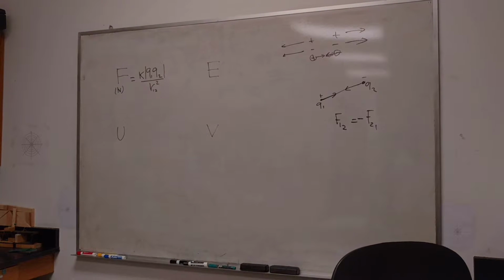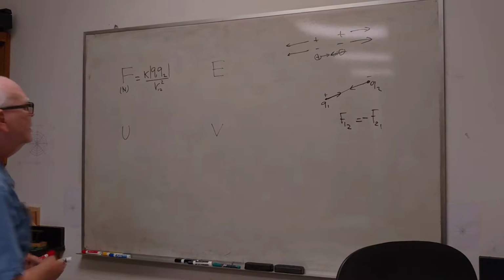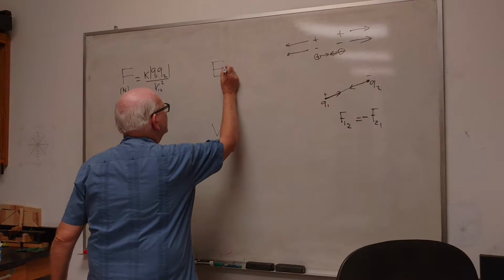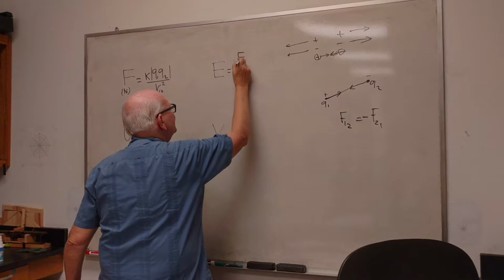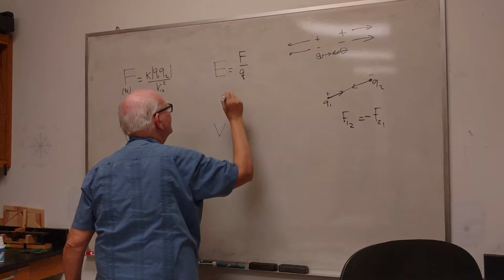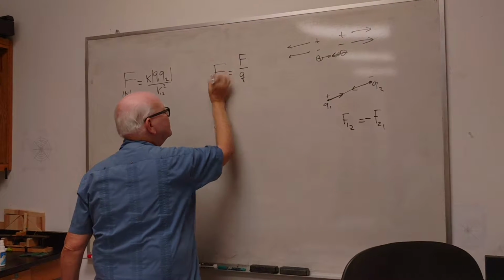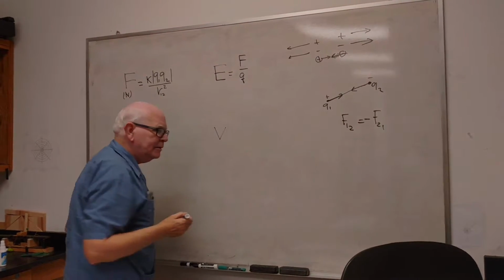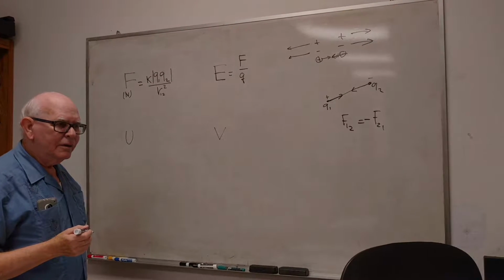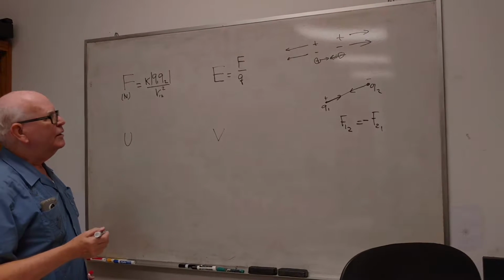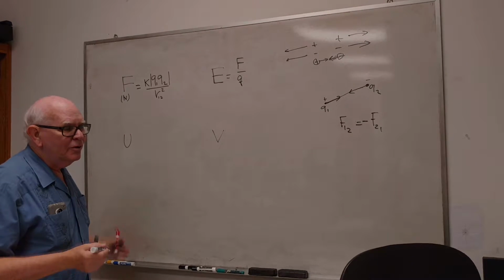Second concept, the electrical force per unit charge. Now here's where the problem starts, because there's only one charge. Which one is that? Why did they want to do that? Why don't they just live with Coulomb's law?